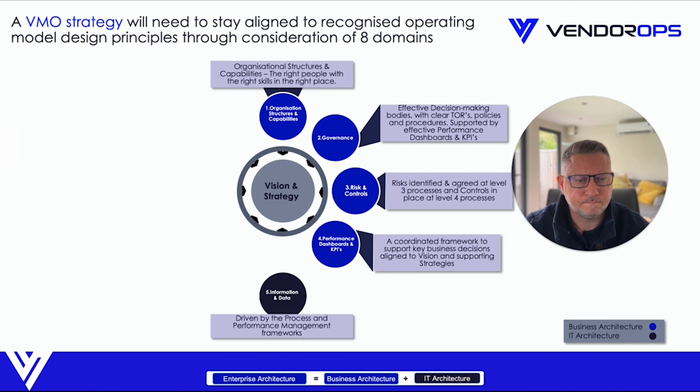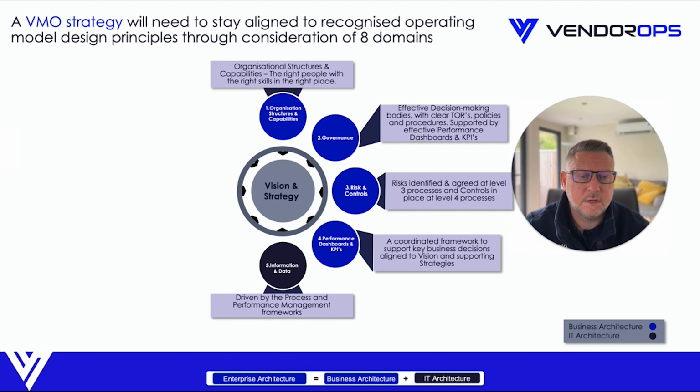You need to consider the data that you are processing, the data that you are holding. So from an information and data perspective, when the processes are being used and the performance management frameworks are operating, what data do you need to hold and where is that? And is that suitably held and suitably stored against your information management policies and your security policies across your organisation?